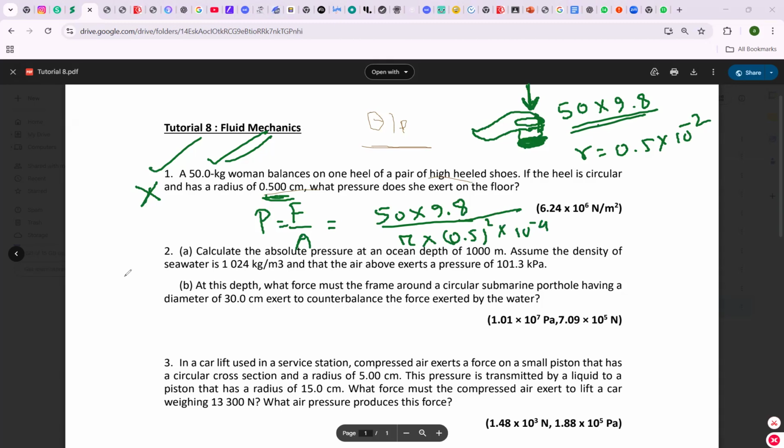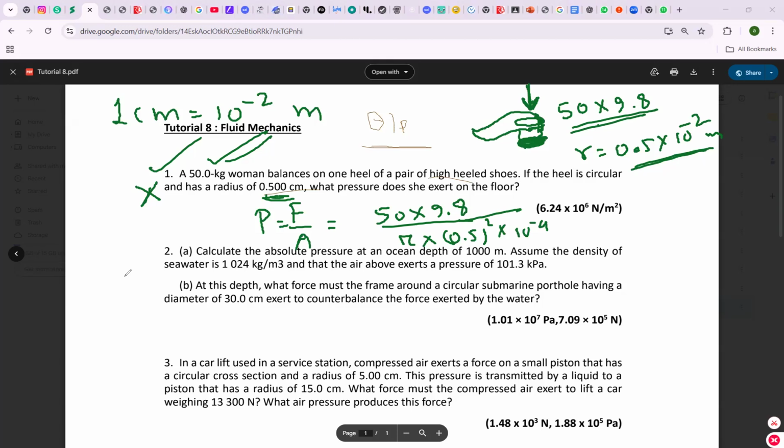So you basically want to convert the radius into meter? Yes. Why is it times 10 to the power negative 2? Because 1 centimeter equals 10 to the power negative 2 meter. So if the radius is 0.5 centimeter, in meter it will be 0.5 times 10 to the power minus 2 meter. Oh, but if centimeter goes to meter, don't we divide? Yeah, so we are dividing.